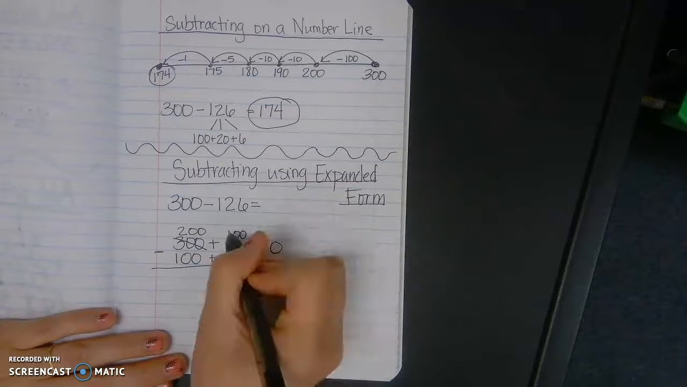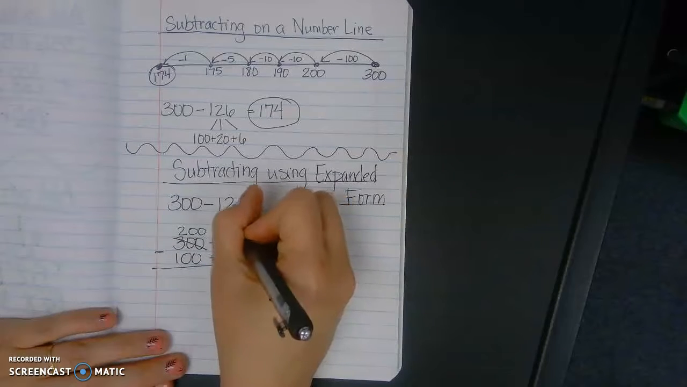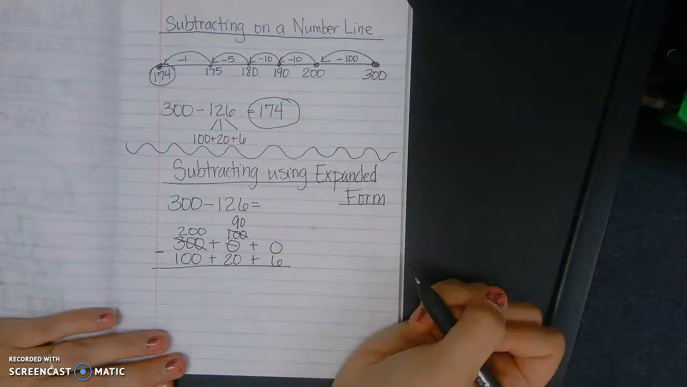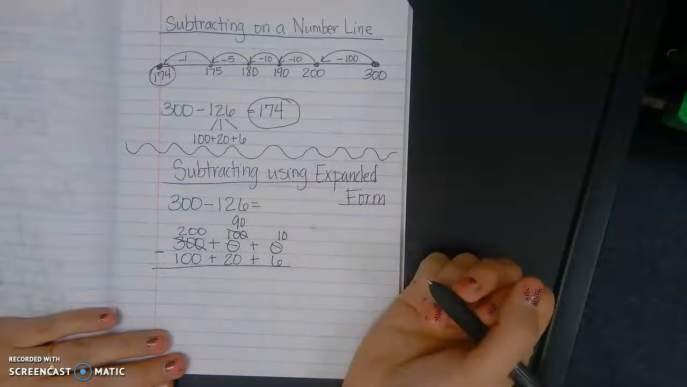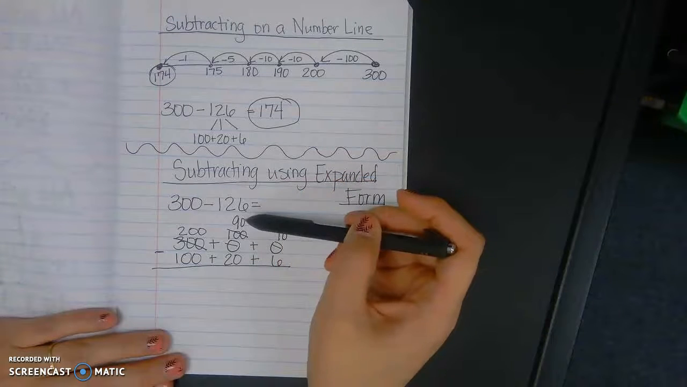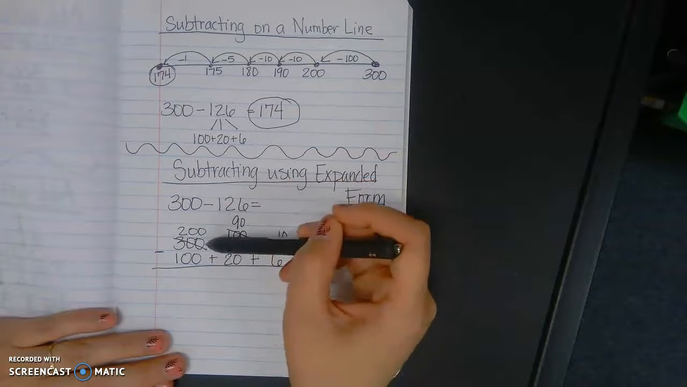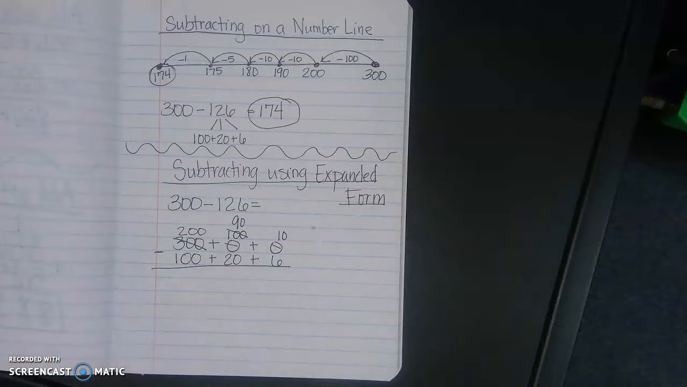Now I can borrow from this 100. I can borrow 10, so I make this 90, and this, I take the full group of 10 over. So when I add this up, 200 plus 90 plus 10, it still equals 300. I've just distributed the amounts a little bit differently, but it's still equal to 300.